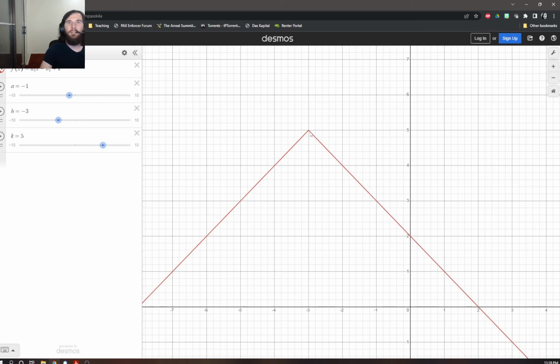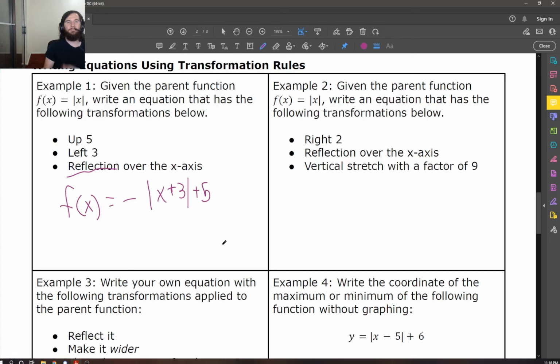So left 3, up 5, and flipped upside down. Just like the problem said. So now in example 2, I'm going to do this without even double checking on Desmos.